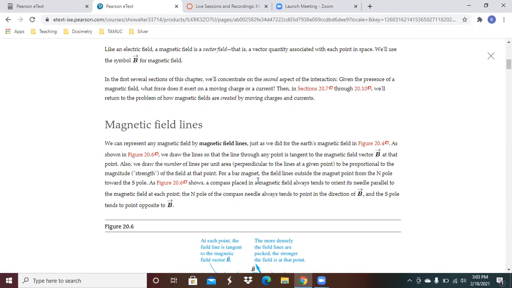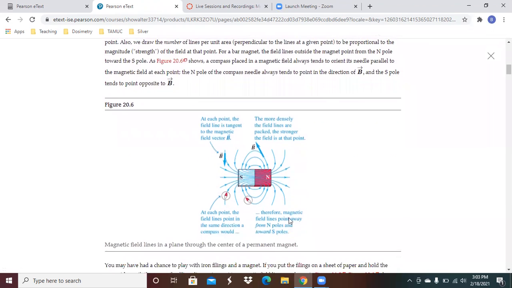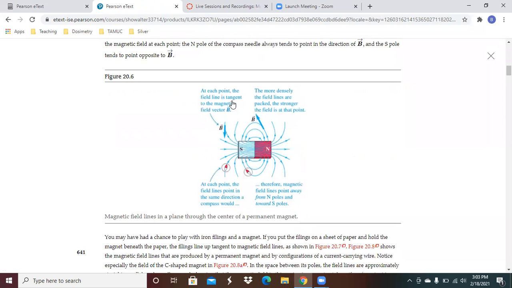And then in sections 7 through 10 here, we will return to the problem of how magnetic fields are created by moving charges and currents. So we can represent any magnetic field by magnetic field lines, just as we did for the Earth's magnetic field. So we're going to draw the lines. They're going to go from north to south. The more densely the field lines are packed together, the stronger the field is at that point. At each point, the field line is tangent to the magnetic vector field B. At each point, the field lines point in the same direction a compass would. Therefore, magnetic field lines point away from north poles and towards south poles.